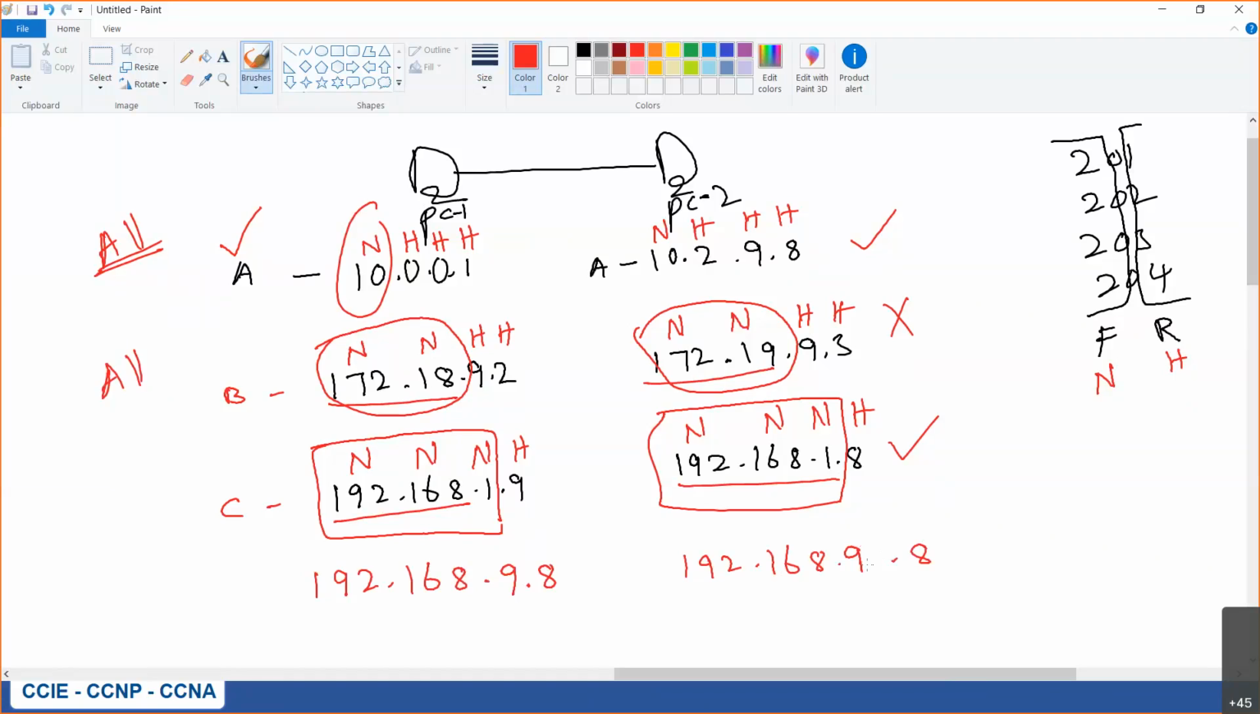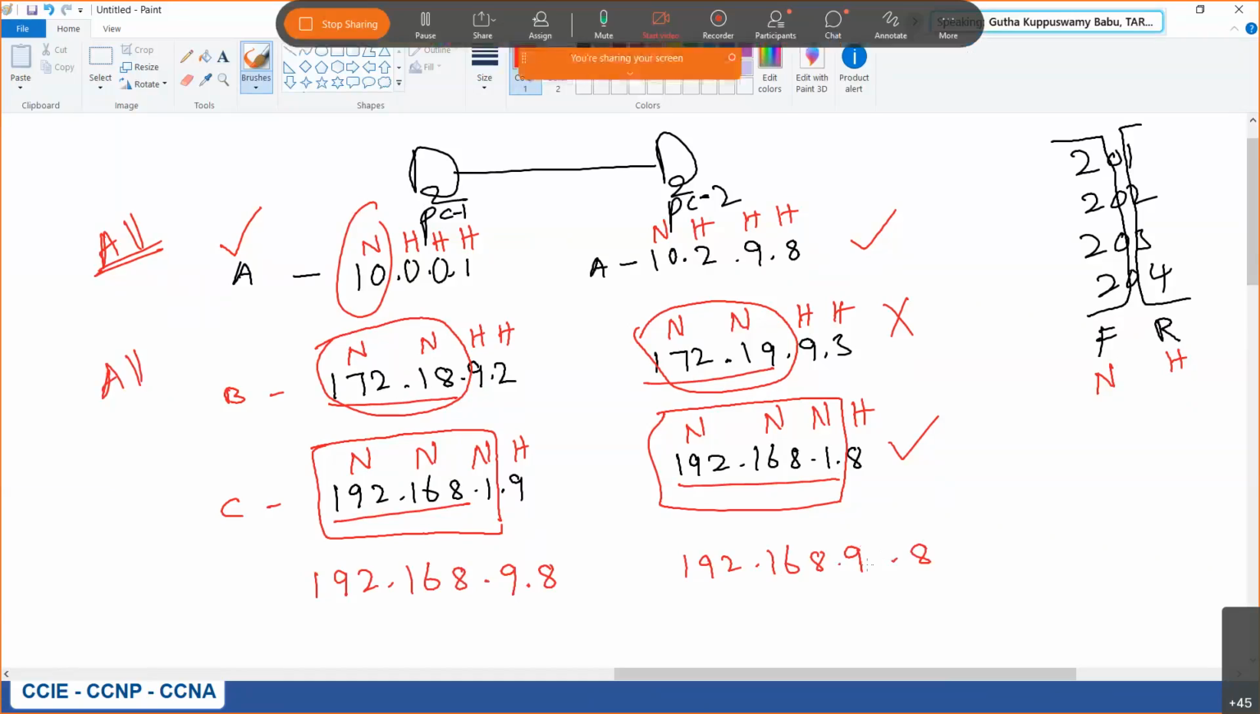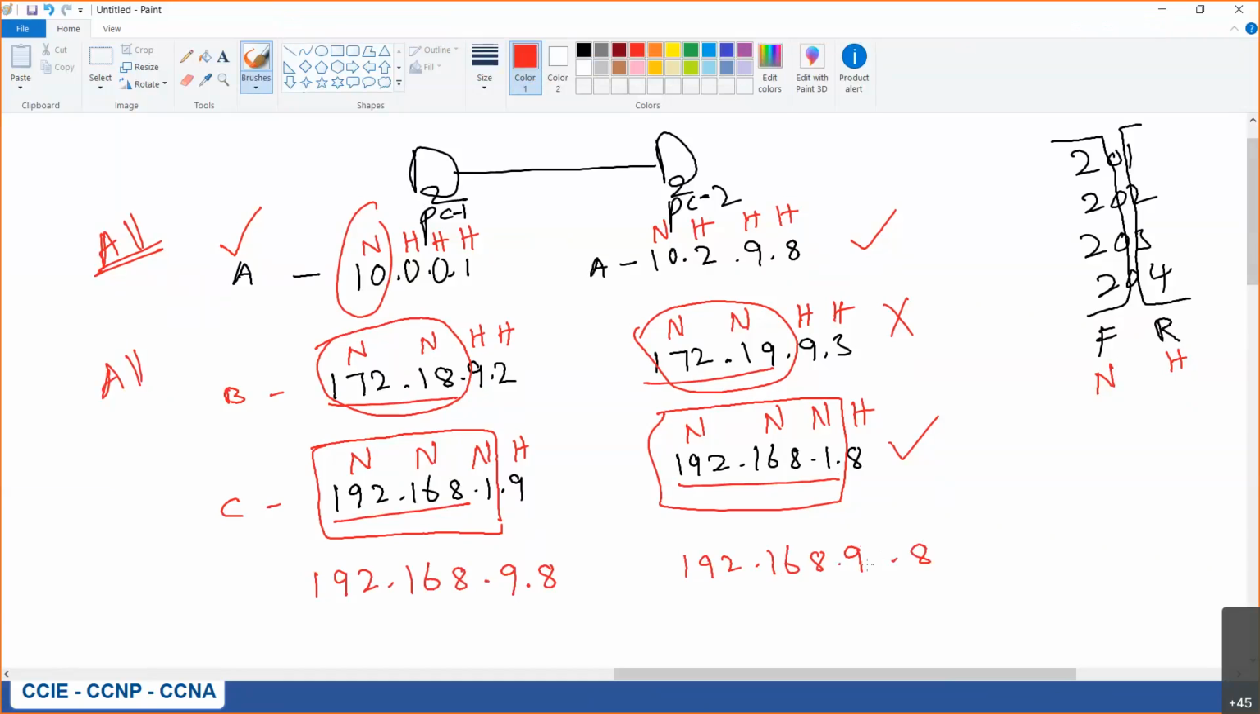No, sir, since it's the same IP address. Because of the same IP address, we can't use it for two devices. An IP address conflict will come, right, Hari? Yes, sir. So what we need to focus on is that the network portion should be the same, and your host portion should be a unique address.